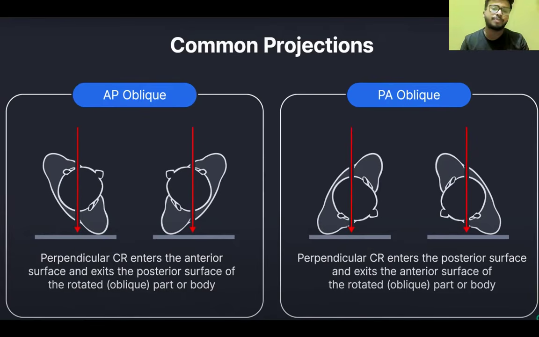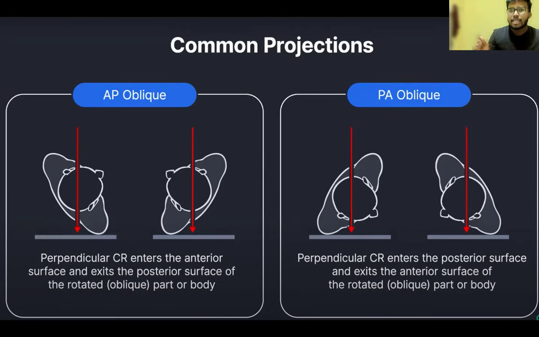Oblique means rotated. Then we have right anterior oblique, left anterior oblique, right posterior oblique, left posterior oblique. What are those projections? See, in a right anterior oblique, they mention only the anterior, not the posterior. So we cannot say whether it is the entrance point or the exit point. So we keep that rule aside.